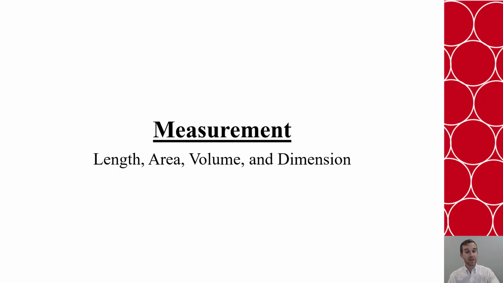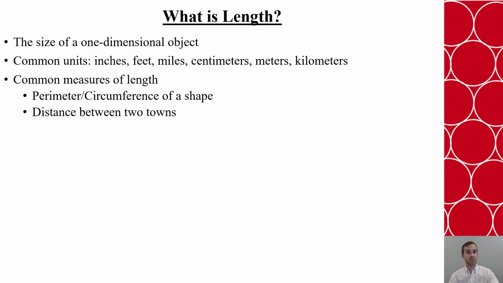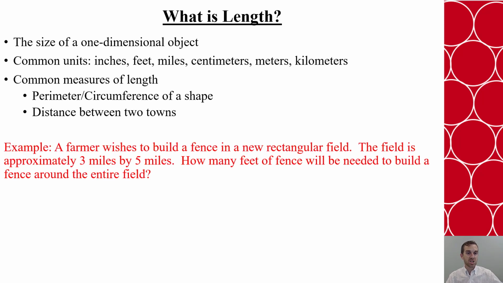In this video, we'll talk about length, area, volume, and dimension. Let's start with length. Length is a one-dimensional object. We often measure it using things like miles and inches, feet, even kilometers if we're using metric. And you're often talking about things like the perimeter or circumference, or even the distance between two locations. That is a form of length, because it's only going in one dimension.